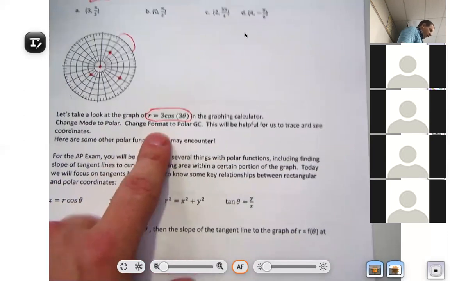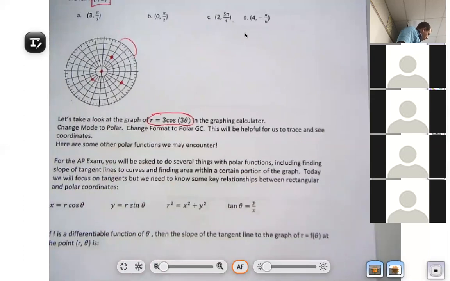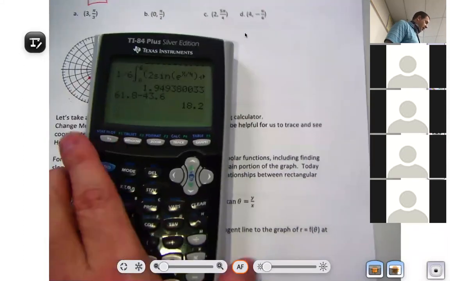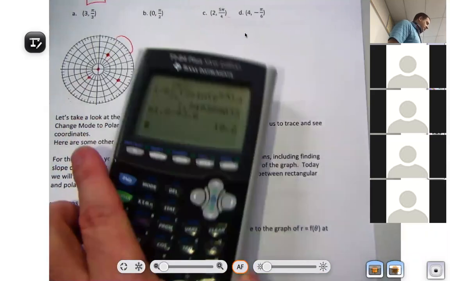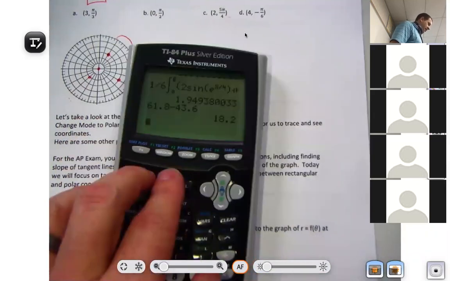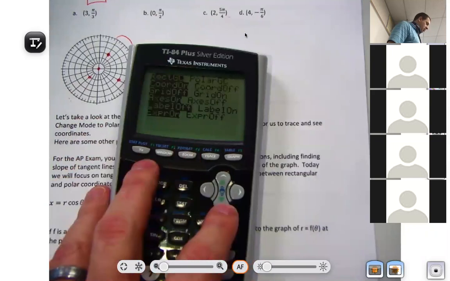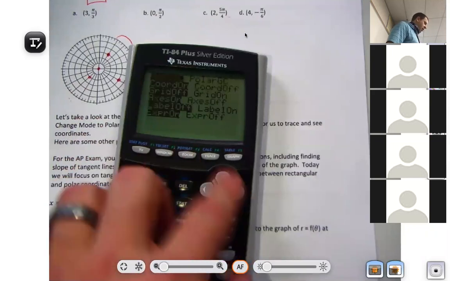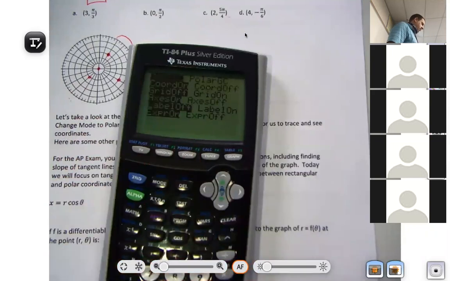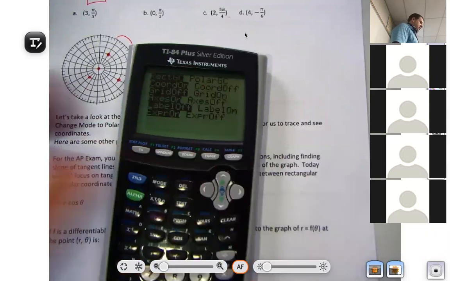Change format to polar. Where's format? Second zoom. Okay, so if at home you were struggling with that, I like how I typed my notes to myself. If you go second zoom, I wonder why mine did it even though I was on rectangular. Why would that be? I don't know what I'm doing. I don't know why mine's not on polar, but it's still graphed correctly.